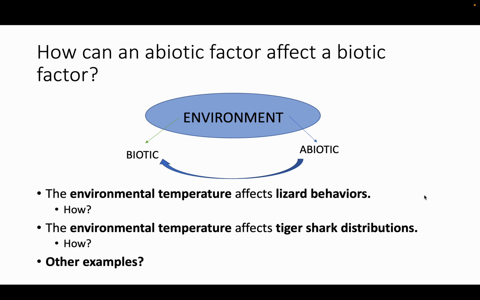Another example is looking at animal distribution. Environmental temperature can also affect distribution of certain animals. Tiger sharks, you won't find them in polar oceans. You'll only find them in tropical and warmer oceans because their physiological mechanisms shut down whenever it's too cold. So in this example, environmental temperature is the abiotic factor and the distribution of the animal is the biotic factor. Again, make sure you're coming up with your own examples as well while you are studying.